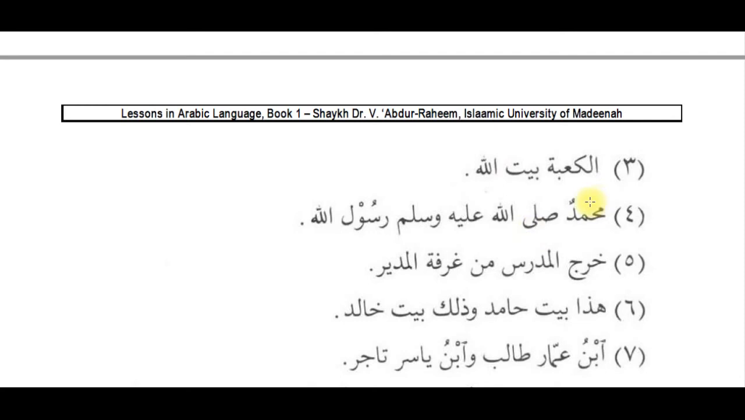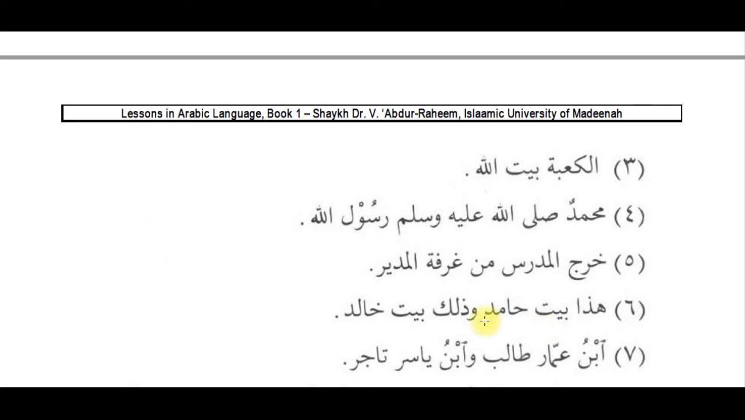Al-Qur'anu kitabullahi, the Qur'an is Allah's book. Al-Ka'batu baytullahi, the Kaaba is Allah's house. Muhammadun sallallahu alayhi wa sallama Rasulullah, Muhammad, may Allah's peace and blessing be upon him, is the messenger of Allah. Rasulu Allahi, Rasulullahi, Allah's messenger. Kharaja al-mudarrisu min ghurfati al-mudiri, the teacher went out from the principal's room.